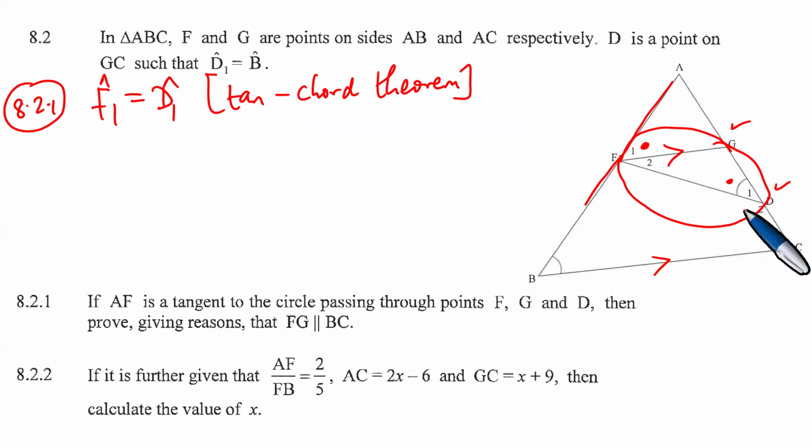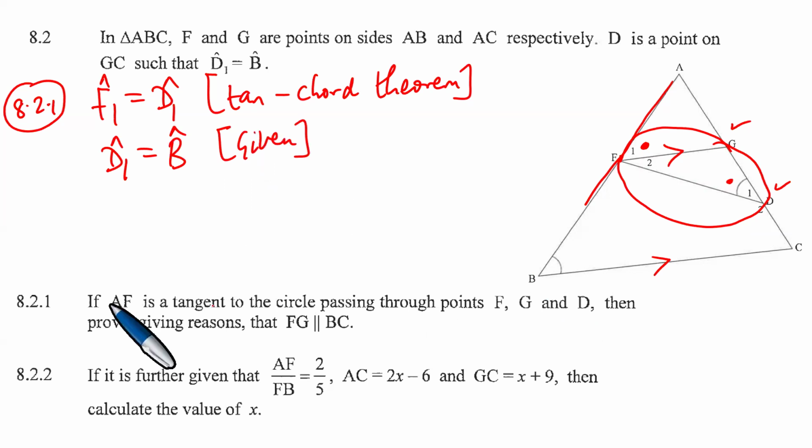Then from there, you say the angle D1 is equal to angle B. Why is angle D1 equal to angle B? Because this one is given. You're given that angle D1 is equal to angle B. If F1 is D1 and D1 is B, the conclusion, therefore, is that angle F1 is equal to angle B, like that.